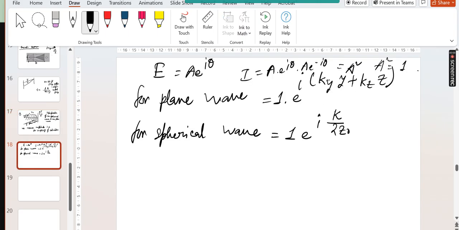So from the example discussed in class 19, you get to know that this becomes k by 2 into g, which is here z0 into x square plus y square.